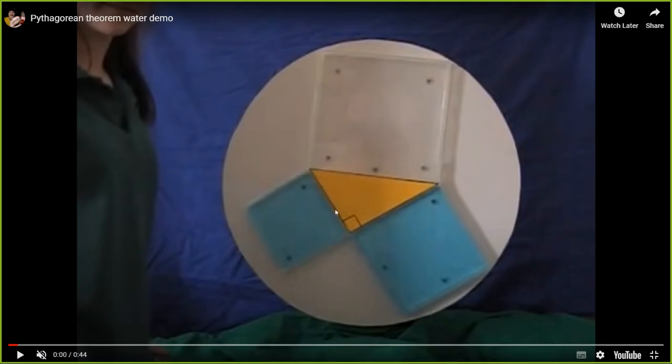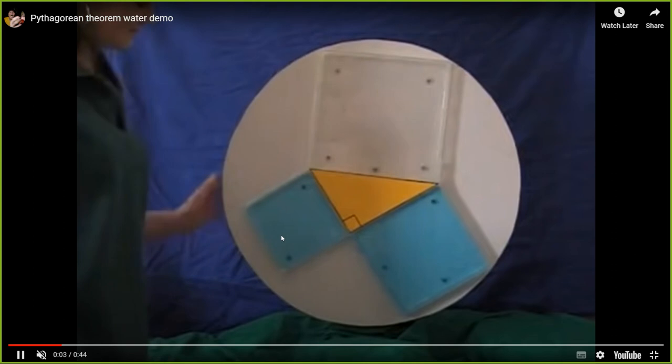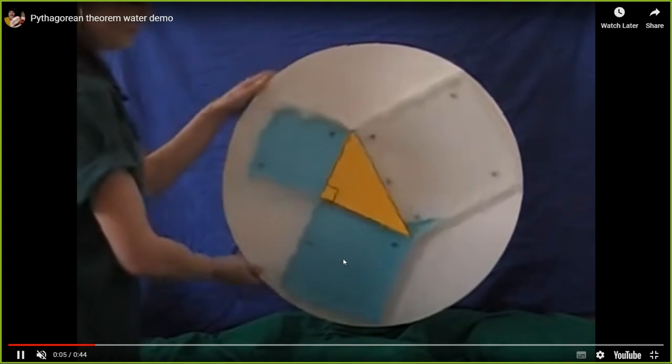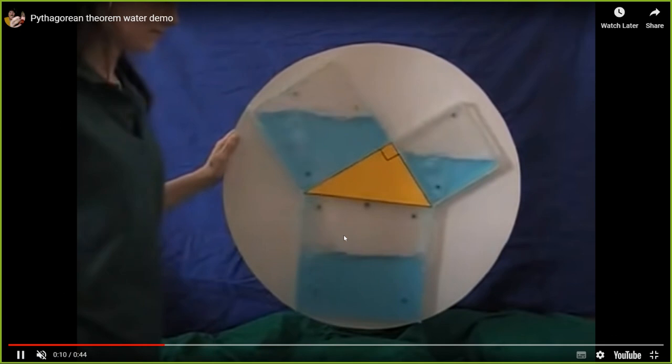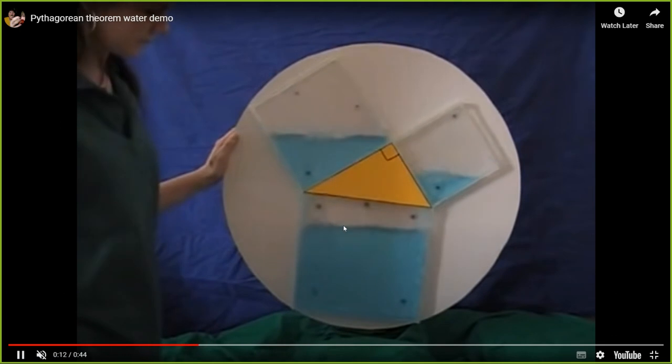So here we have a right angle triangle. It's very similar to the one I just did a moment ago. This square is full of water, and this square is full of water, and we're saying that the total area of this square plus the area of that square should be equal to the area of that square. So when we rotate it, that's what it's going to do in a moment, we should see that the water drains out of the other two squares and should fill up this big square perfectly because the areas are the same.